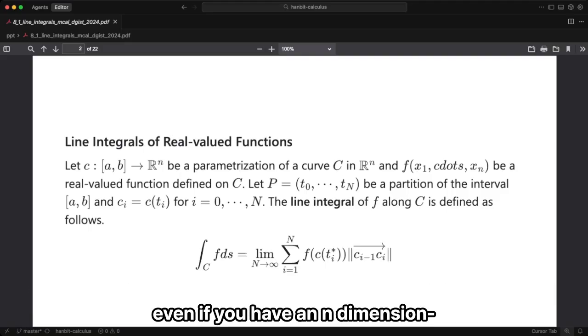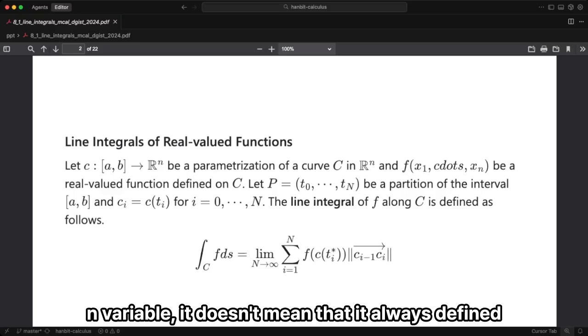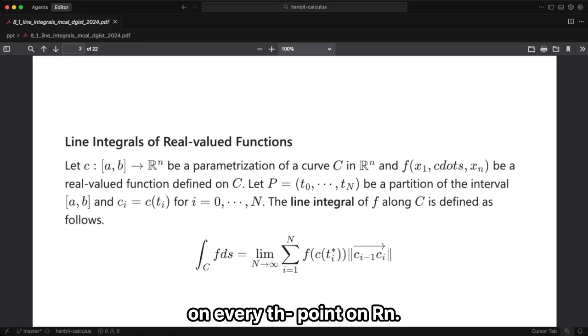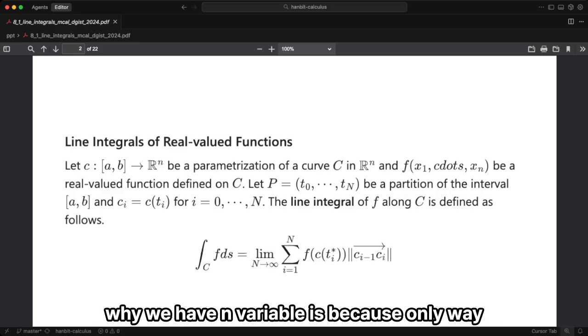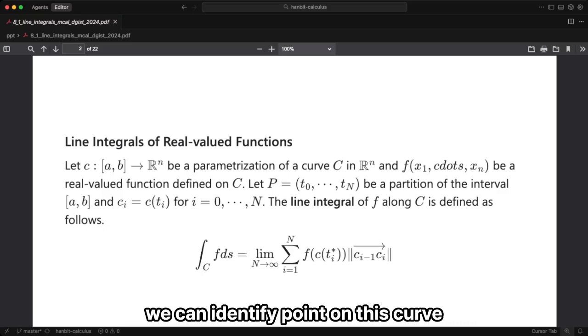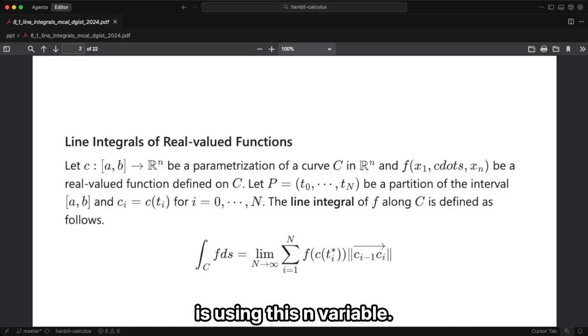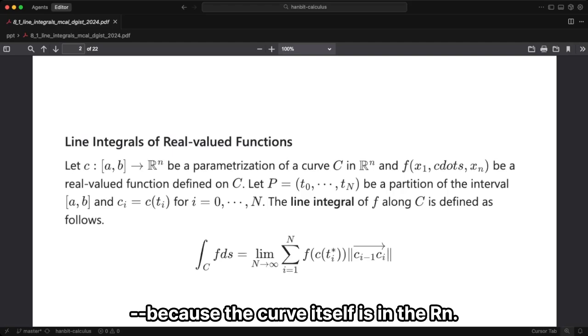Even if it has n variables, it doesn't mean that it is always defined at every point in R^n. The reason why we have n variables is that the only way we can identify a point on a curve is using these n variables, because the curve itself is in R^n.